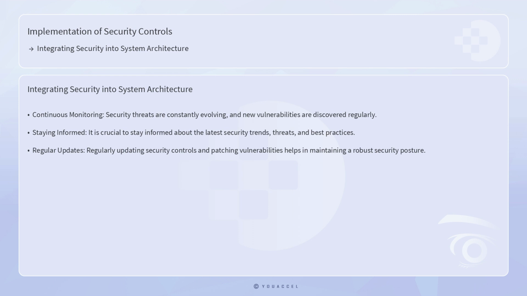The integration of security into system architecture also requires continuous monitoring and improvement. Security threats are constantly evolving, and new vulnerabilities are discovered regularly. Therefore, it is crucial to stay informed about the latest security trends, threats, and best practices. This can be achieved through participation in information sharing and analysis centers, subscribing to security bulletins, and attending industry conferences.